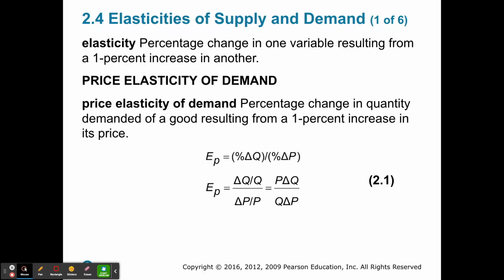And by that I mean, when we lower the price, we know that quantity demanded will go up. Law of demand. The question is how much? In other words, when there's a 1% change in the price, how much percentage change in quantity demanded?